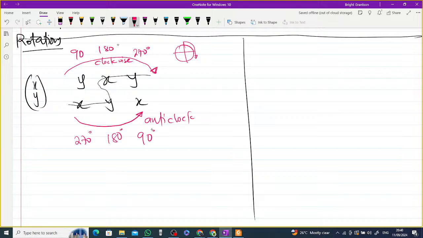Are you okay? And if they give you the angle, maybe 90 degrees, and they don't say anti-clockwise or clockwise, it means it is anti-clockwise. Are you okay? Yes, sir.